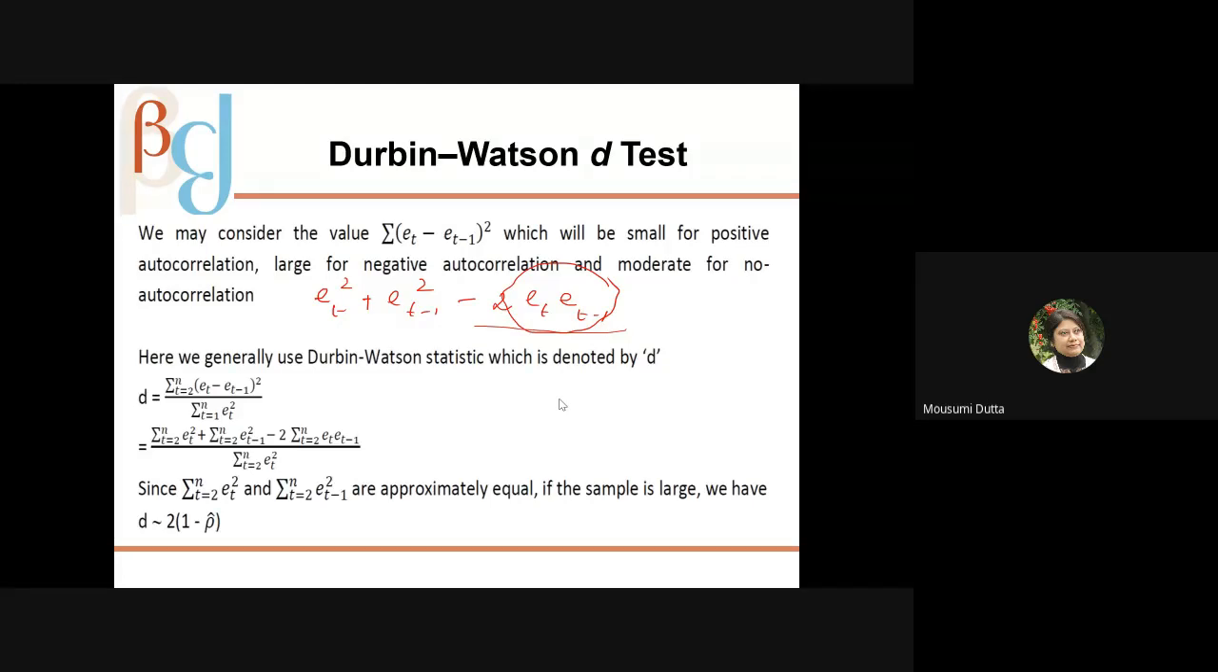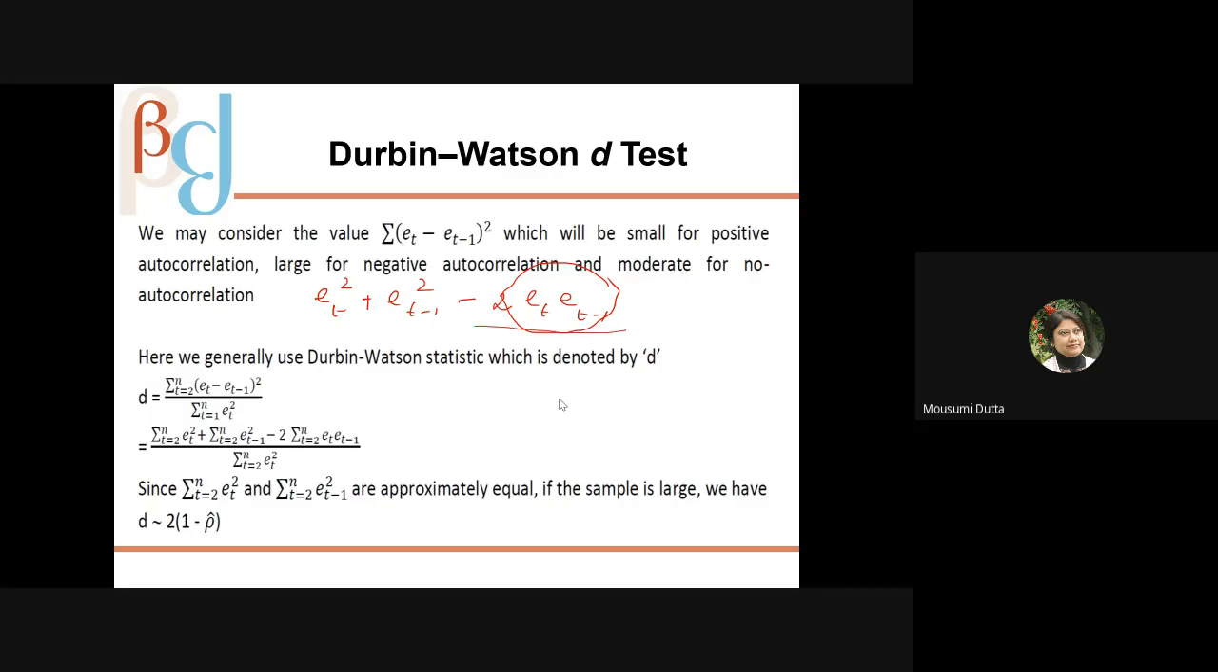So in the denominator, he used E t. And in the numerator, he used this idea, which has been written as the first point in this slide. Summation E t minus 1 whole square will be able to capture the essence of positive, negative, or no autocorrelation. So why not use this thing. Now, while taking the sum, in the numerator, the range is from 2 to n.